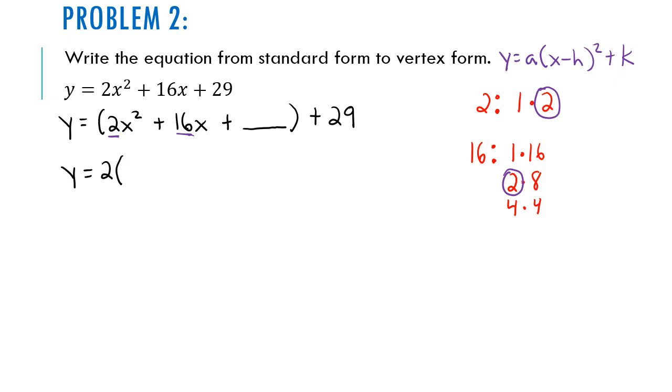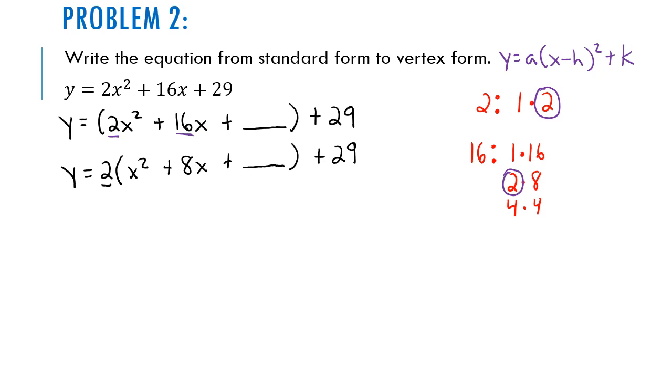Now I put the parentheses after it, and then I have the x squared. And that's because I'm essentially reducing the number. 2 divided by 2 gives me the 1 that goes in front of this x squared. It's invisible right now. 16 divided by 2 is 8. So I have 8x plus blank space plus 29.